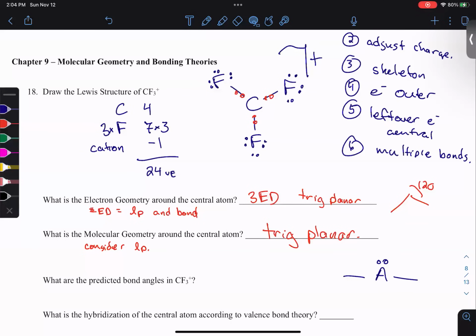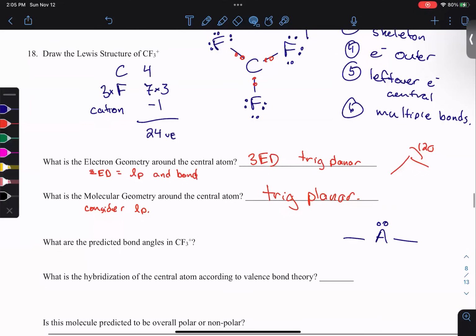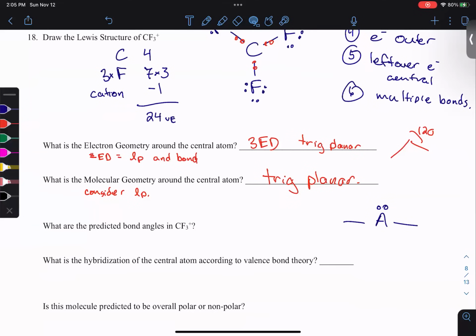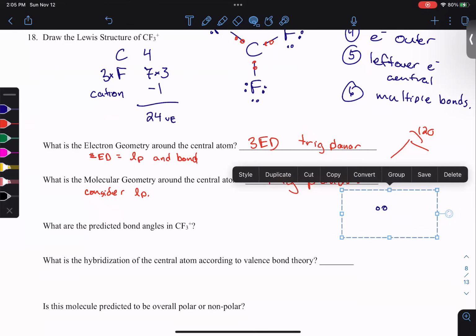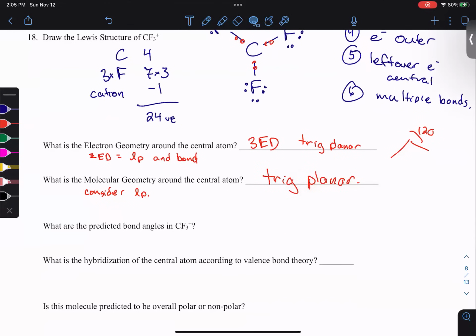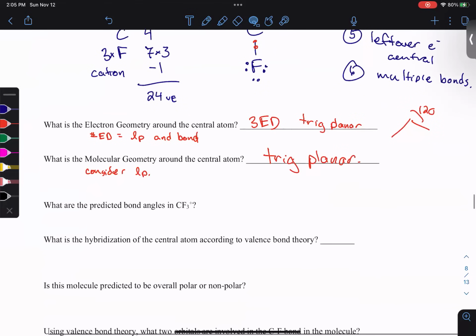So maybe we should just do a different example. Why don't we do, well, I guess before we're done, let's just finish this one with our VSEPR theory, and then I'll pick a different molecule and we'll answer the same questions. Okay, so we got the molecular geometry, we got the electron geometry, so let's predict the bond angles in this molecule, CF3. So what would the bond angles be? This is directly related to those geometries that we just got.